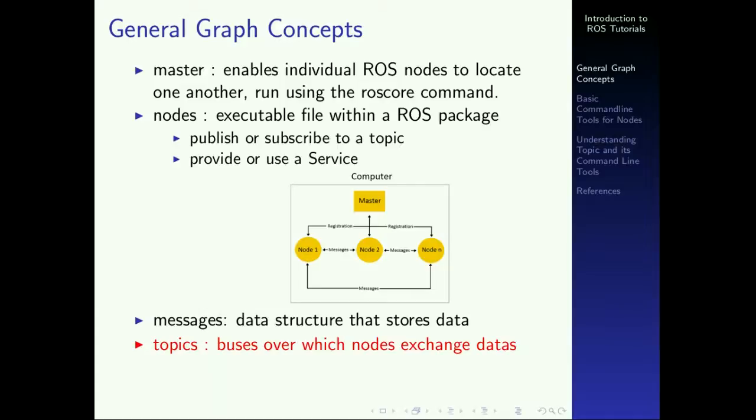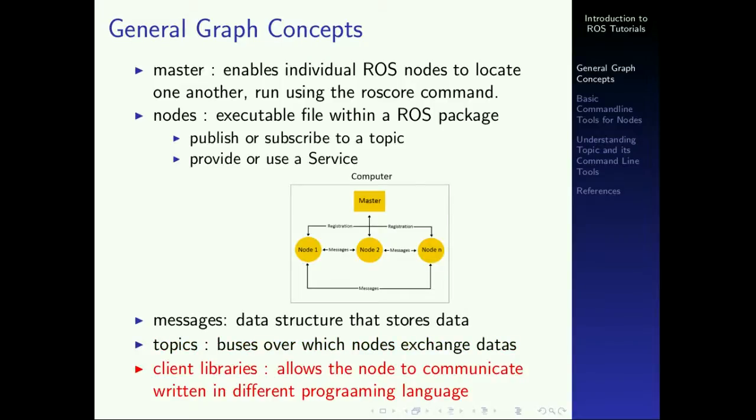Topic. Topic is a named bus over which nodes exchange messages. When a node is sending data, we say that the node is publishing a topic. Nodes can receive topics from other nodes simply by subscribing to the topic. Next is client libraries. A ROS client library is a collection of code that eases the job of the ROS programmer. These libraries let you write ROS nodes, publish and subscribe to topics. It can call services and use the parameter server. So using these libraries we are making nodes.